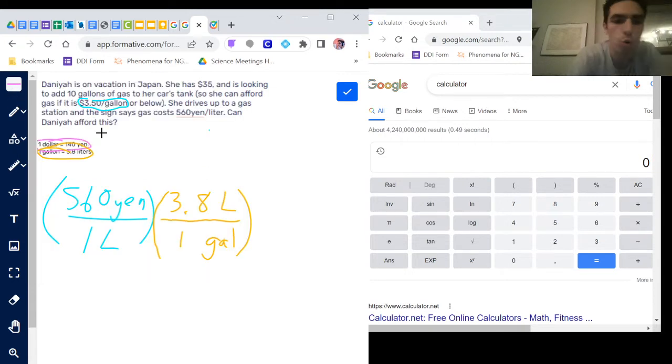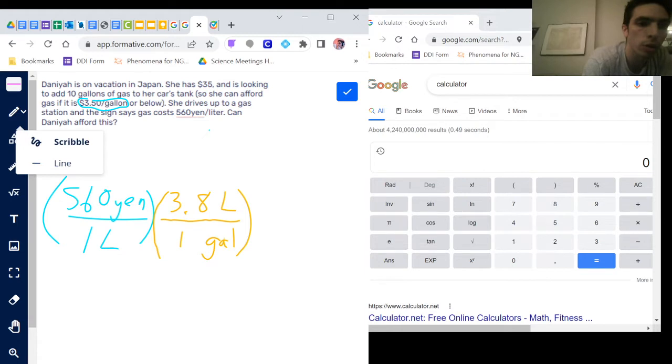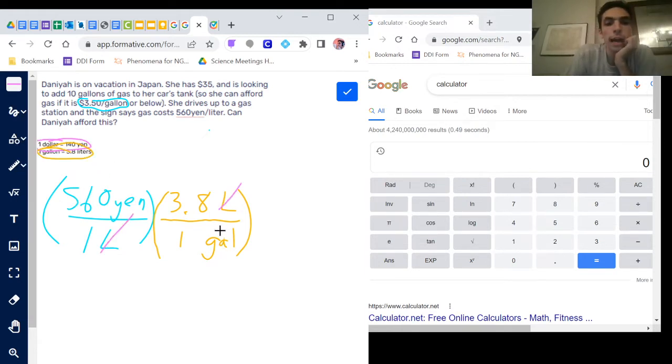Okay, so if we look here, our liters should cancel out. And our gallons are left over in our denominator, which is good. That's what we want in our desired unit. We want to convert to dollars per gallon. But we still have these yen left over. So we need to do one more conversion for that.